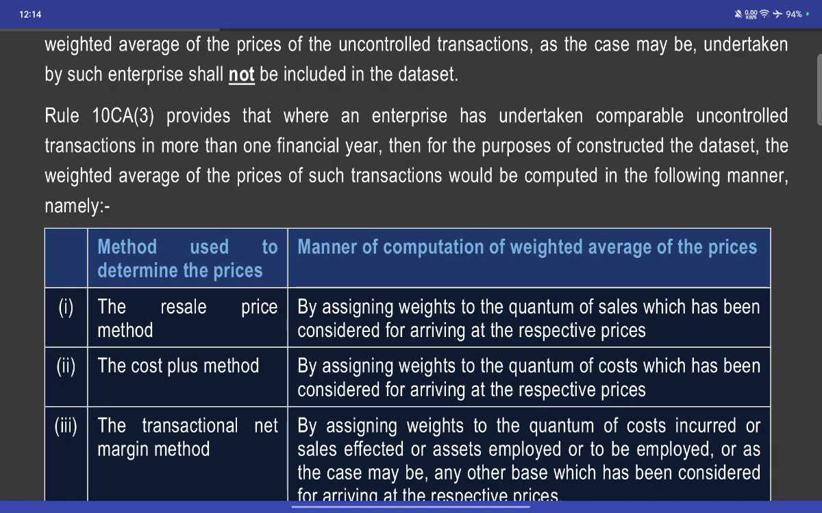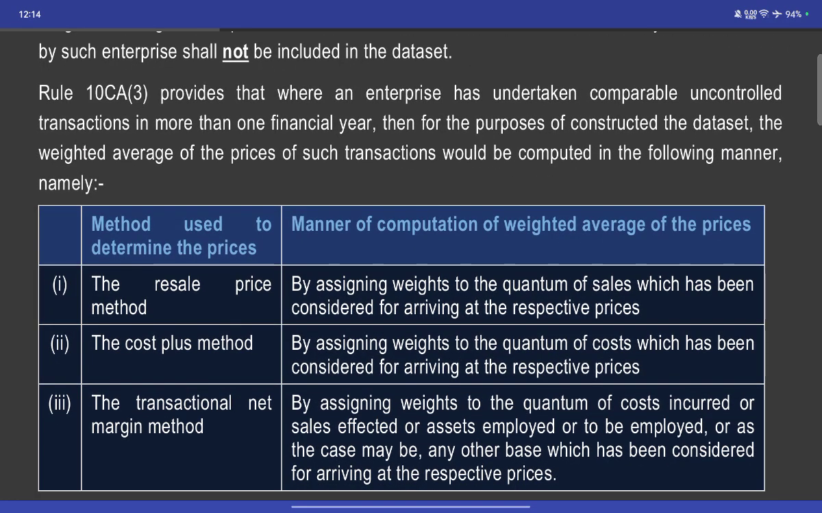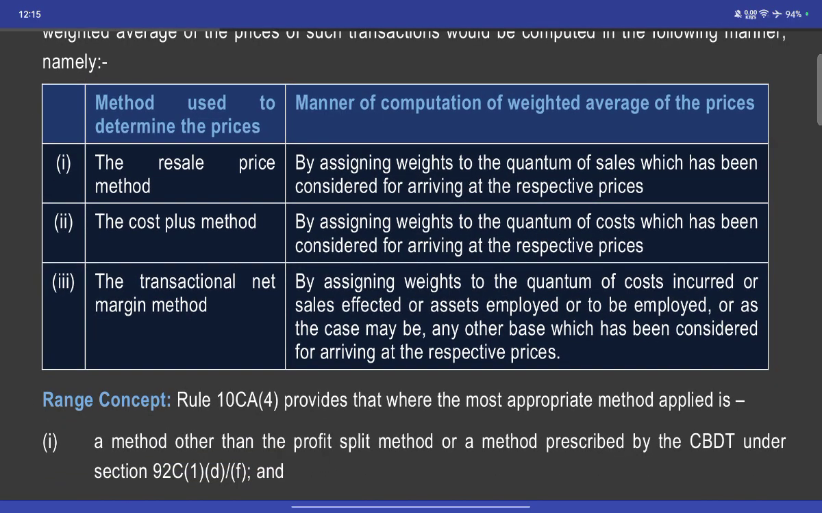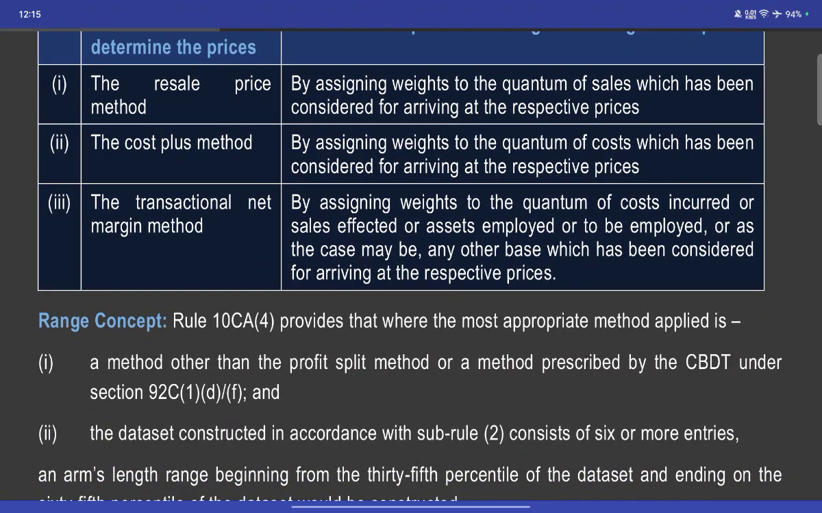Rule 10C-A3 provides that where an enterprise has undertaken comparable uncontrolled transactions in more than one financial year, then for the purpose of construction of the database, the weighted average of the price of such transactions can be computed in the following manner. The method used for determination of the price decides the manner of computation of the weighted average of the prices. Resale price method: by assigning weight to the quantum of sales considered for arriving at the respective prices.